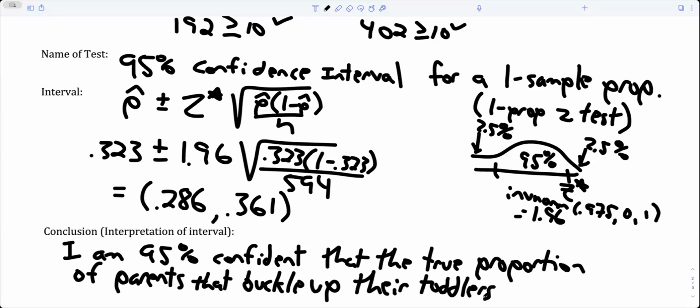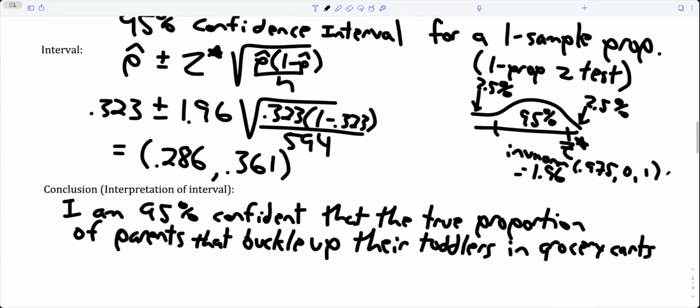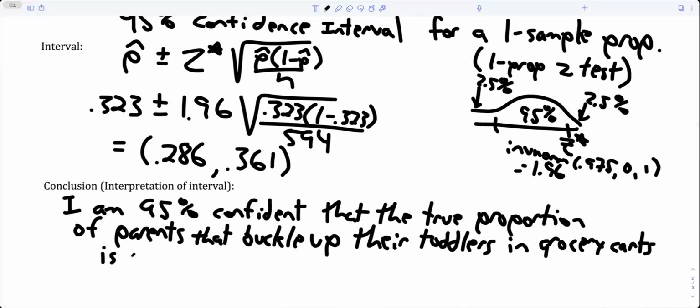Parents that buckle up their toddlers in grocery carts is between 0.286 and 0.361.